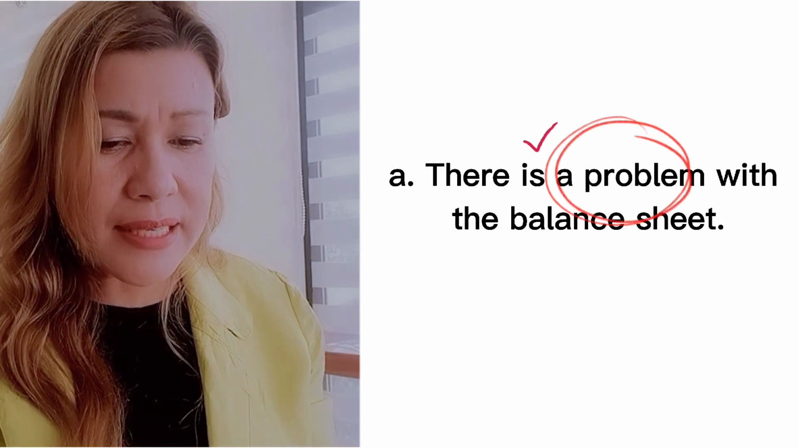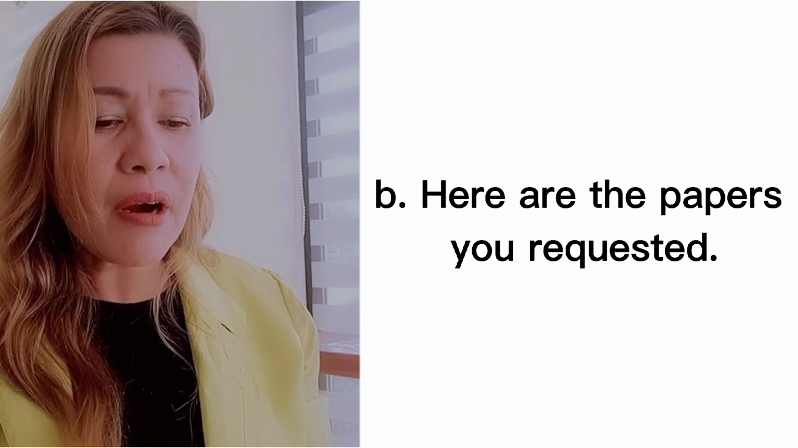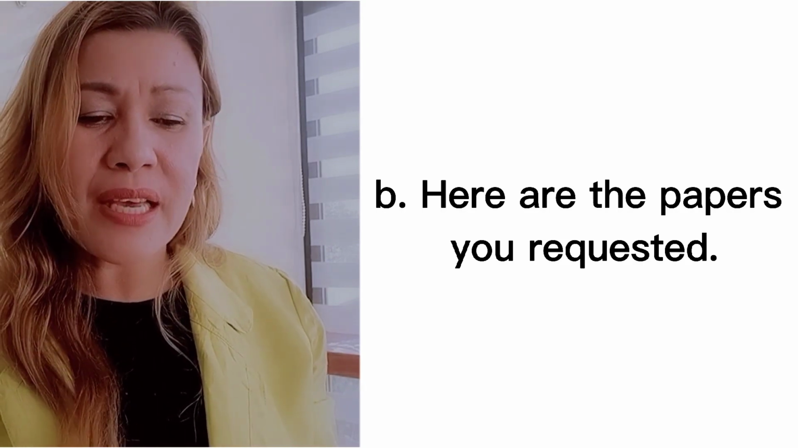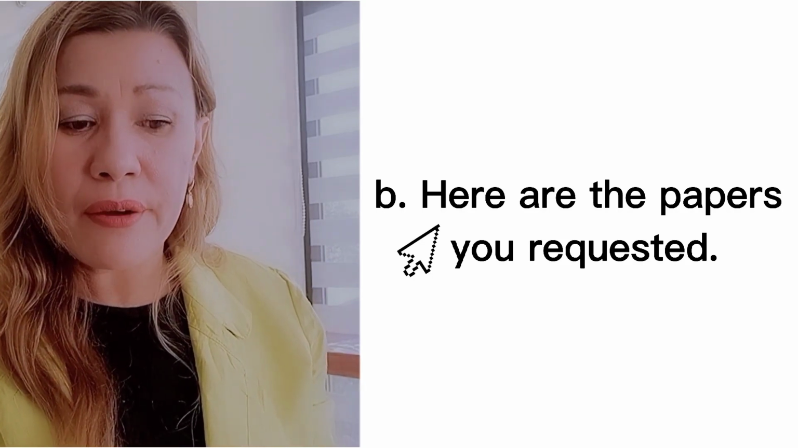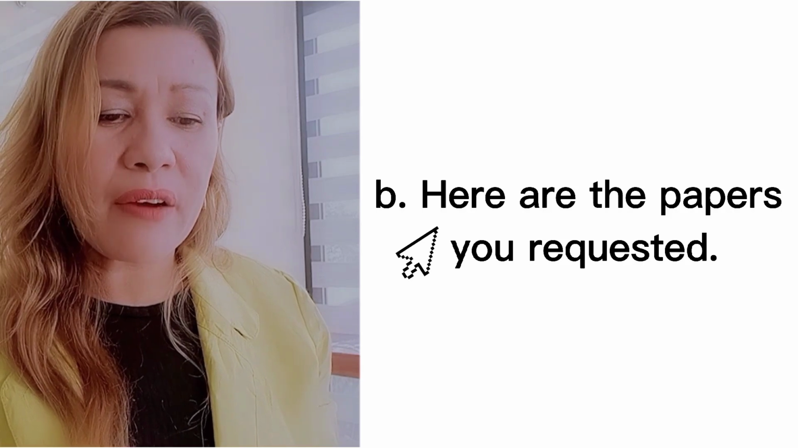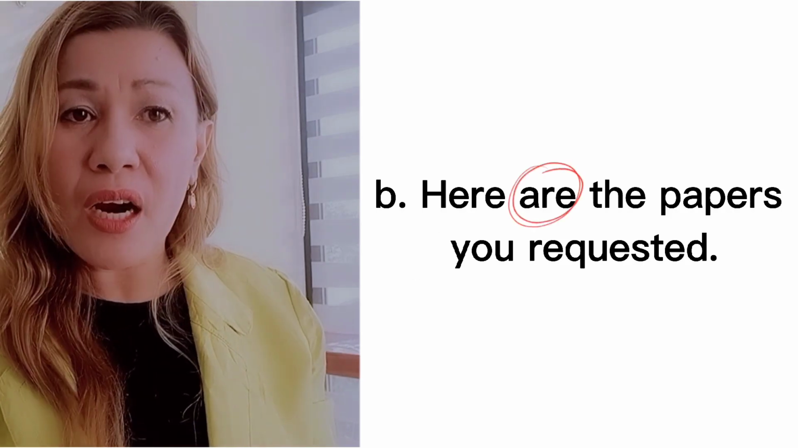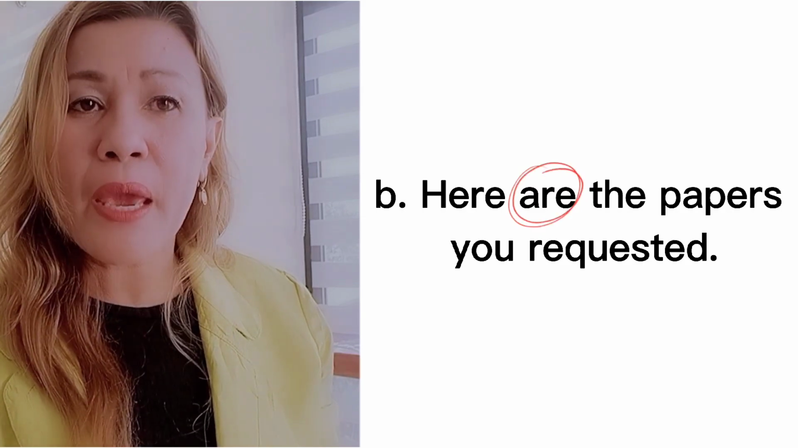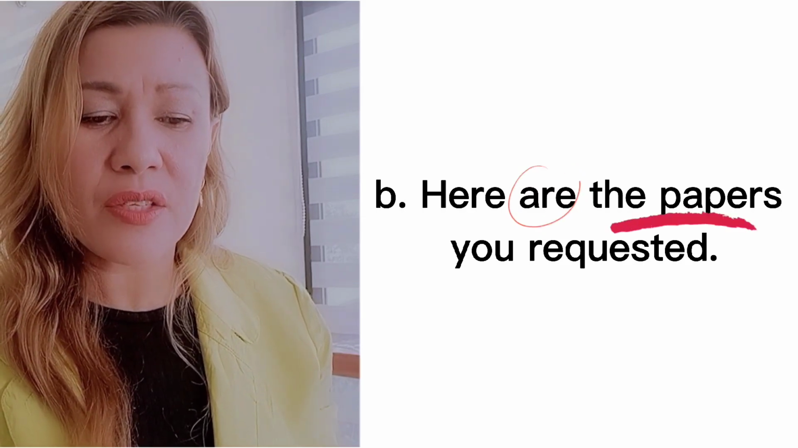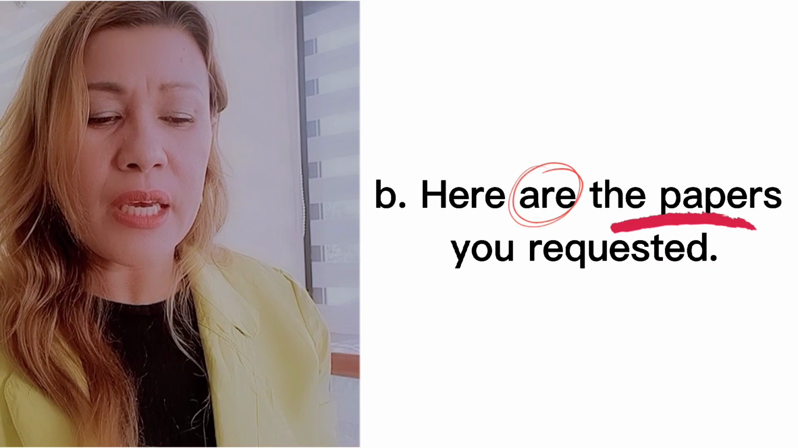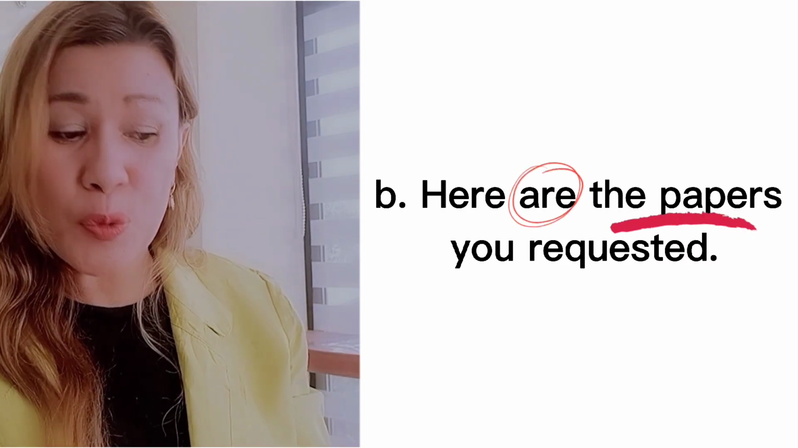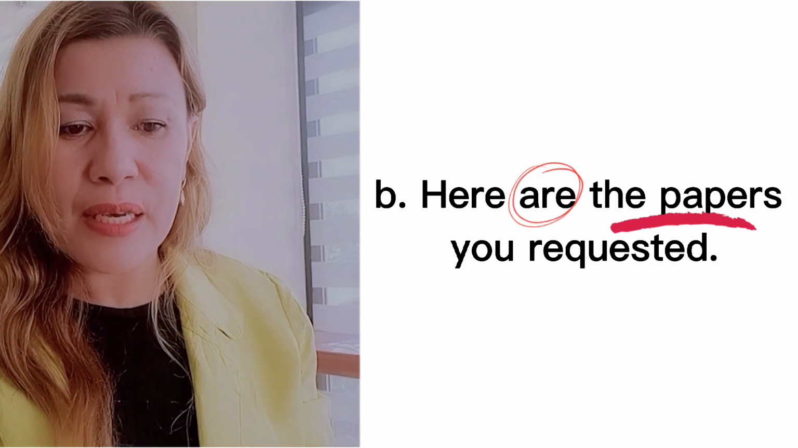Take a look at example number 2. Here are the papers you requested. Notice that our sentence begins with the word here, and it's followed by the verb are. Why are we using are and not is? Because our real subject is the papers, which is plural. So therefore, it's a plural verb. Okay, so that's rule number 6.